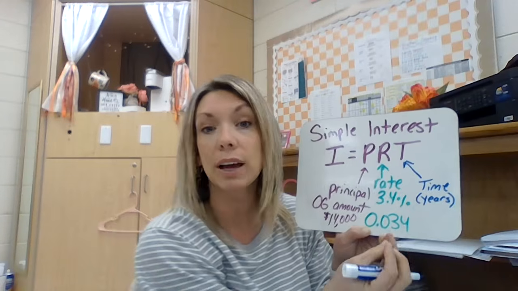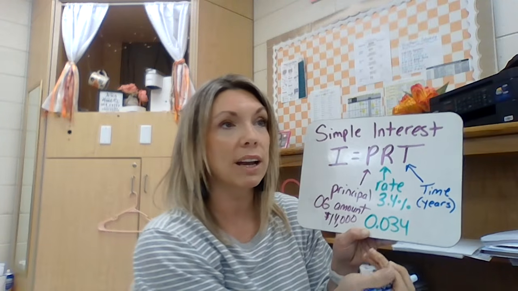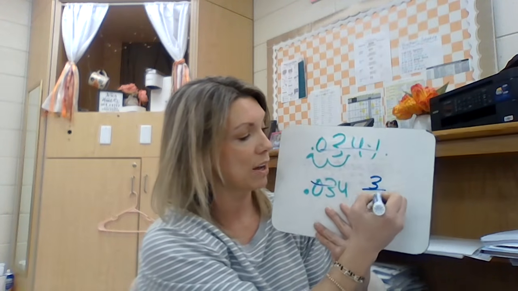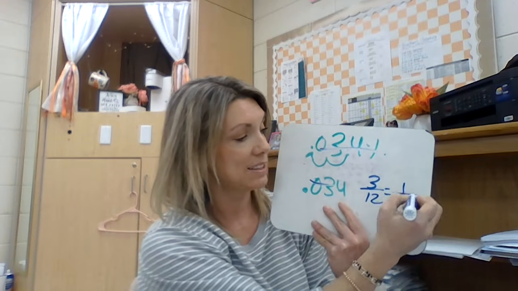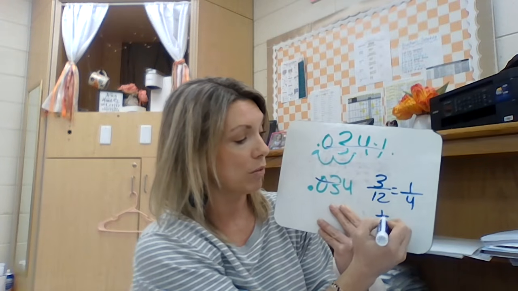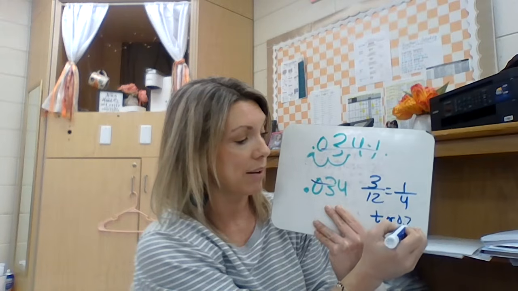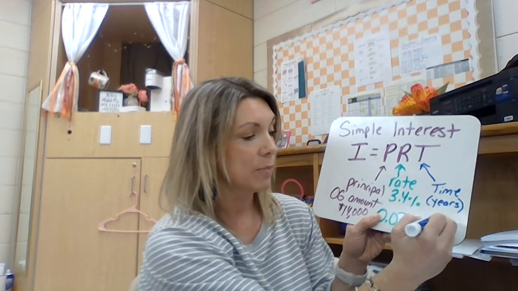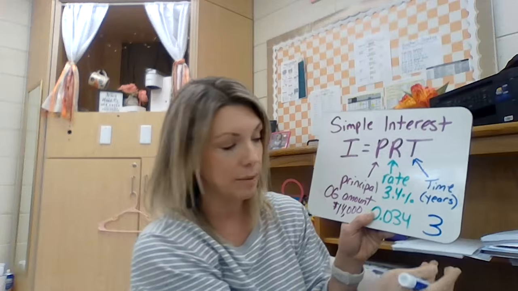If it gives it to you like 3 months, then you would write it 3 over 12. So if it gives it to you in months, you would write 3 over 12 because there are 3 months out of a year, and so that would be 1/4 or 0.25. Now, if it's just given to you in years, say 3 years, then you would just write down the 3.